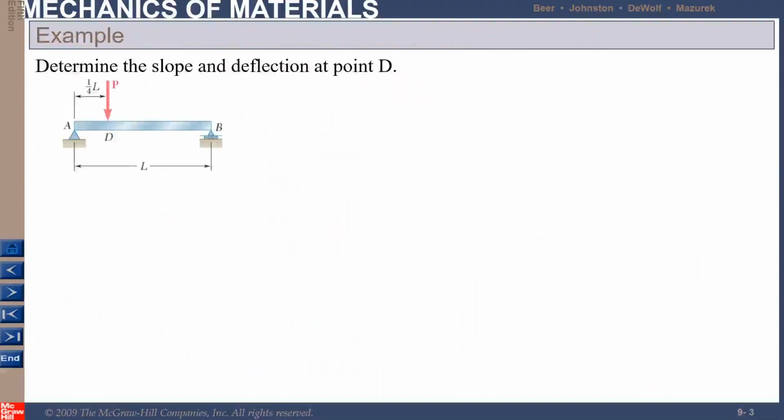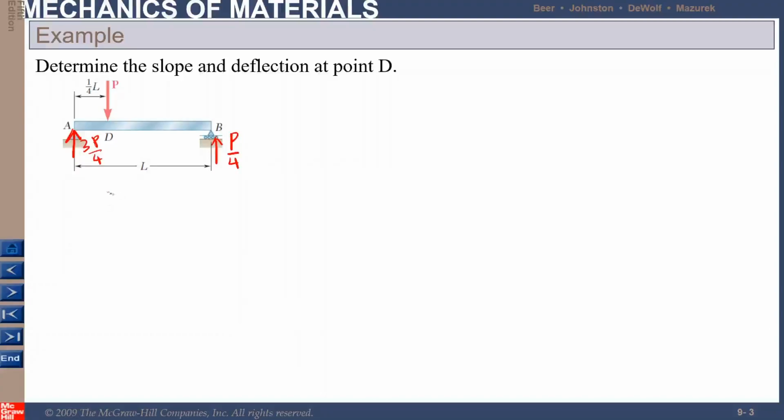Let's try to solve for theta and y at point D for the beam shown here. I think you are already familiar with this beam, because previously we already solved this using another method. But first you need to solve for the reactions. We already know the reaction here is 3P over 4, and over here is 3P over 4.